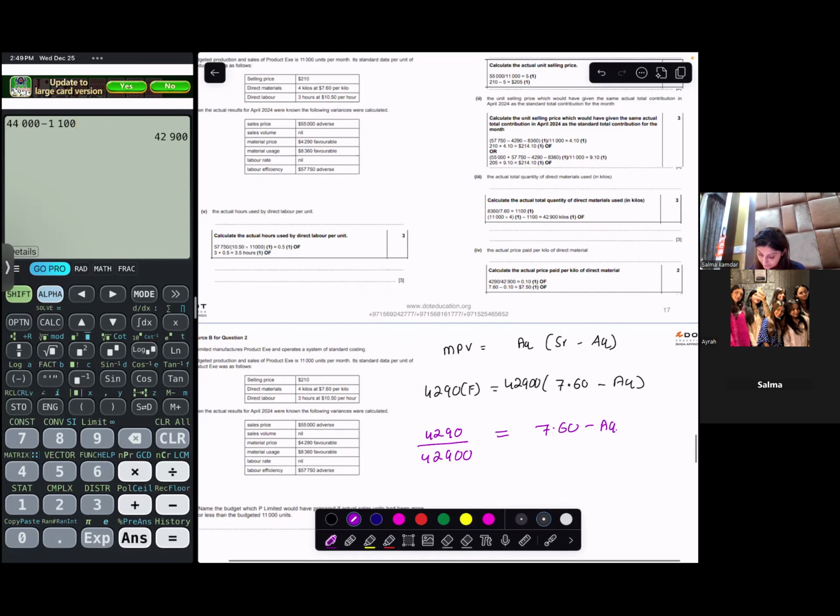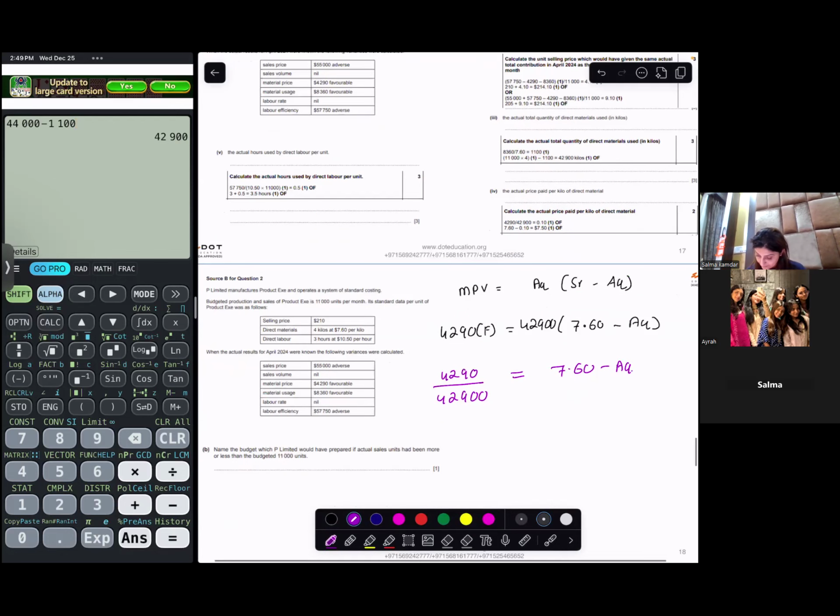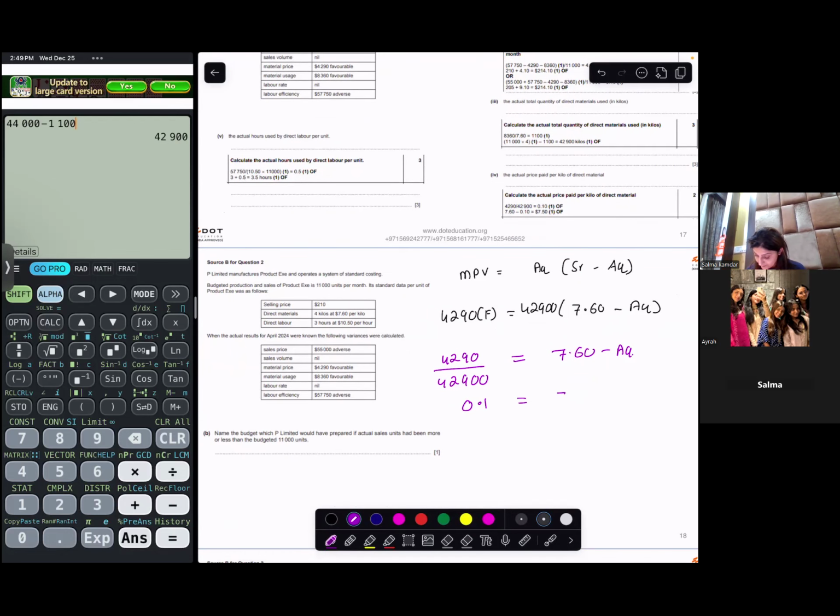Then you do 7.60 minus 0.1 because it's favorable. So that means you use less. So your price will be 7.50. The actual price that you paid is $7.50 per kilo. Now, actual hours used.